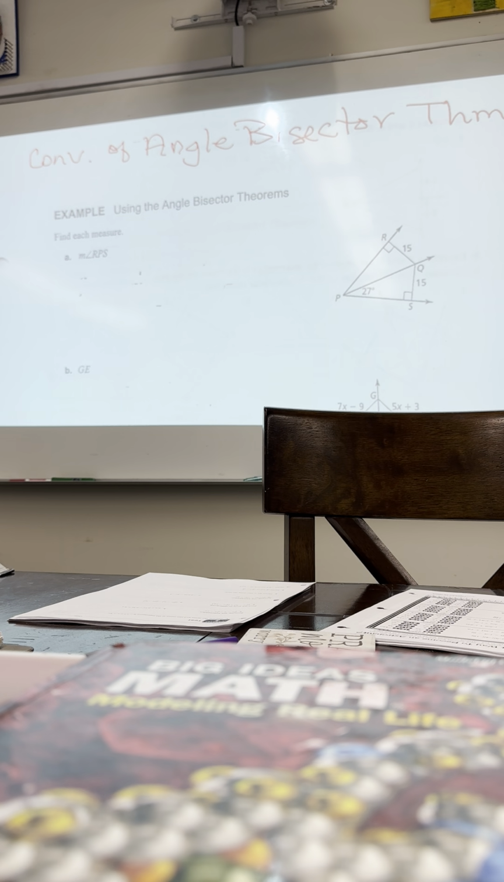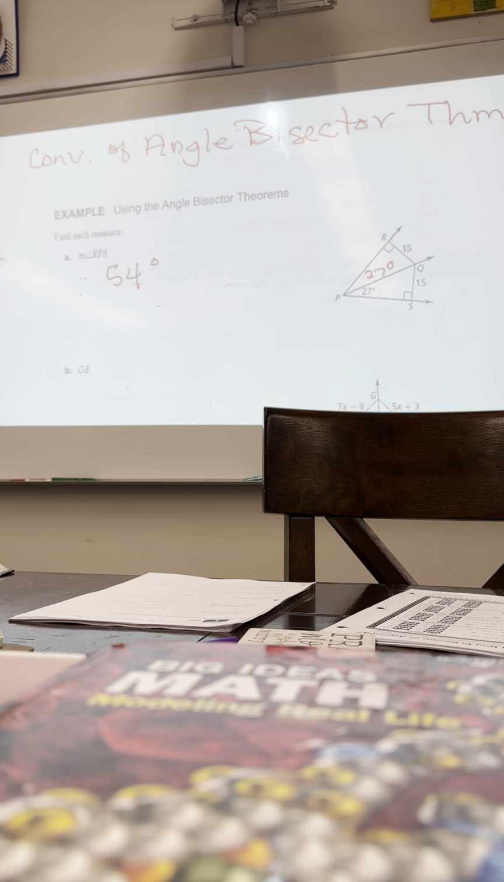Find the measures. These should be pretty quick. 54. Oh, you're just so quick. Okay, so slow down a minute. RPS. Now, it's obvious here, this is 54. But I want to know why, other than adding them. How do you know those are congruent? Converse angle bisector. Is this a converse too? No. Yes. Okay, we got your answer.